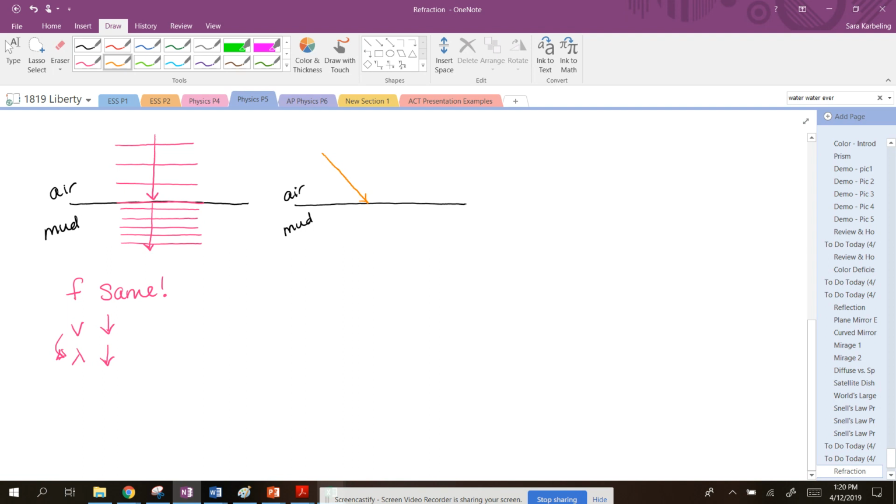Now, when we measure those angles and when we're trying to keep track of what's going on, remember, we're always going to use that line that I'm going to make a dotted line like this. It's perpendicular to the medium change, or to the surface. What is that line called? The normal line. Yeah. Normal just means perpendicular.